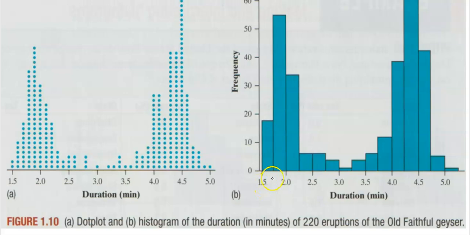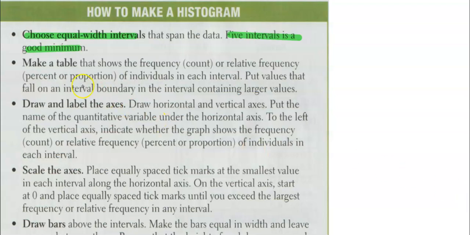Our intervals are 0.25, and you can see it's the frequency, the number of eruptions of Old Faithful, not the relative frequency. So make a table that shows the frequency, the count, or the relative frequency of our individuals. Put values that fall on an interval boundary in the interval containing the larger values.